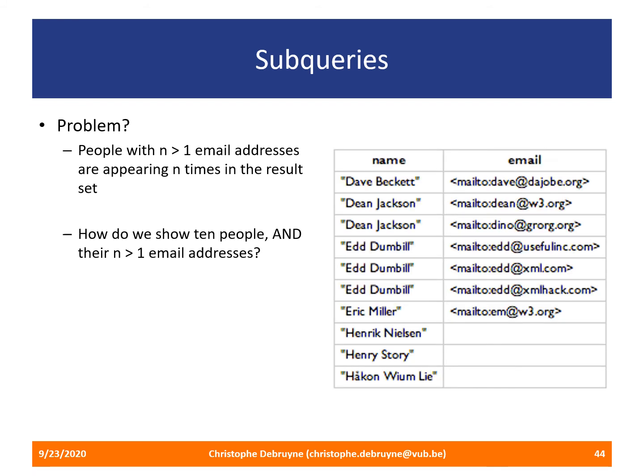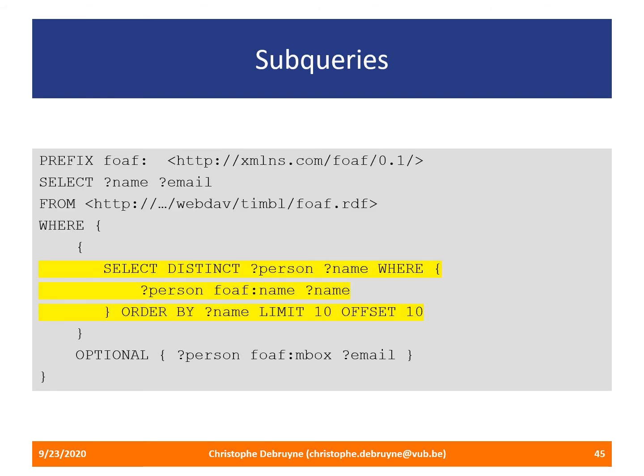Well, we need a subquery. So here you can see that this particular person has 3 email addresses, and then you have a couple who have none, and here they only have 1. So this is not what we desire. Well, we will be using subqueries.